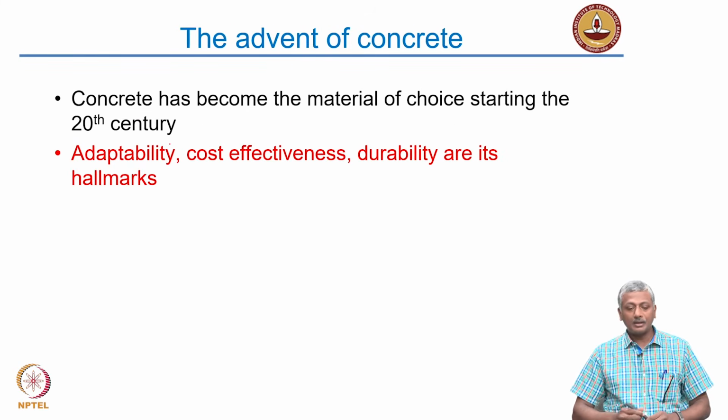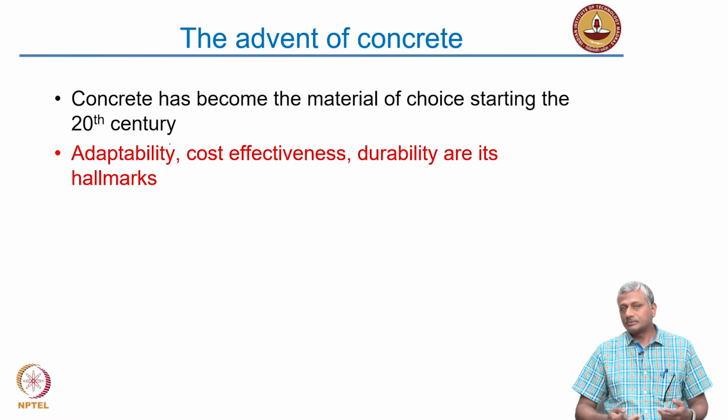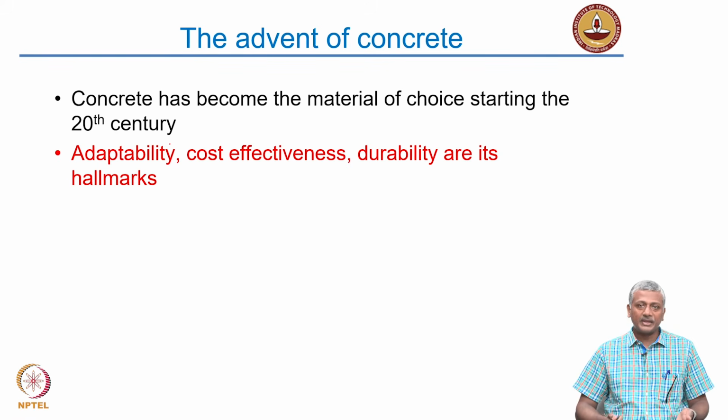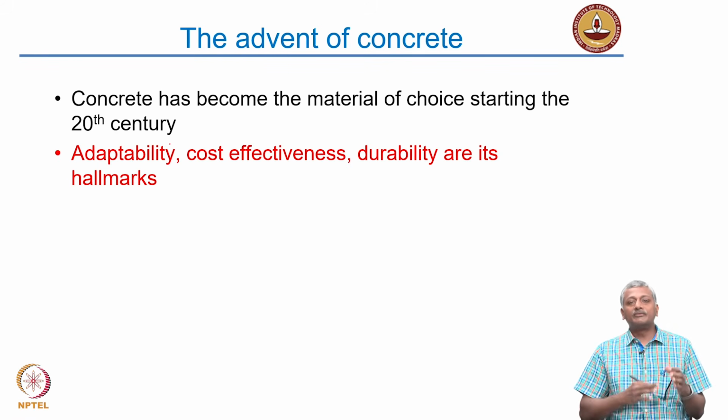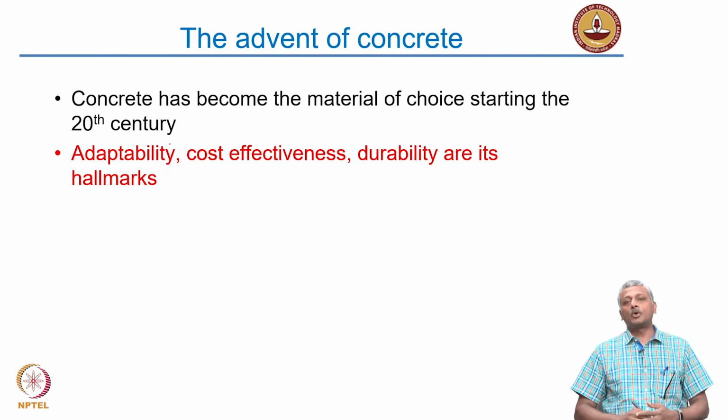So, needless to say, concrete has become the material of choice for the 20th century, primarily because it is highly adaptable, it can be shaped into any kind of shape that you really want. It is cost effective because the only costly component in concrete is actually the cement. The aggregate is not very expensive, of course water is easily available, so it is not really a problem. And of course, if concrete is designed properly, it will be durable and long lasting for a very, very long time.